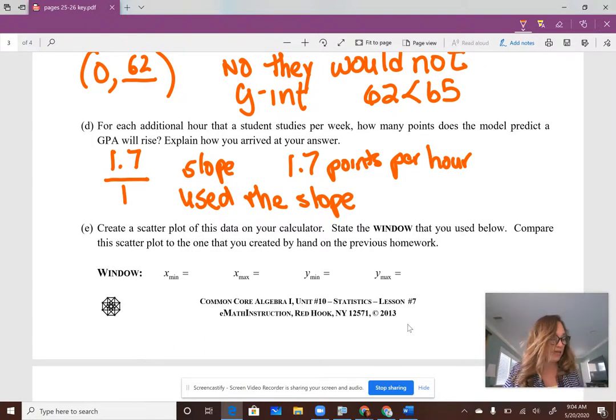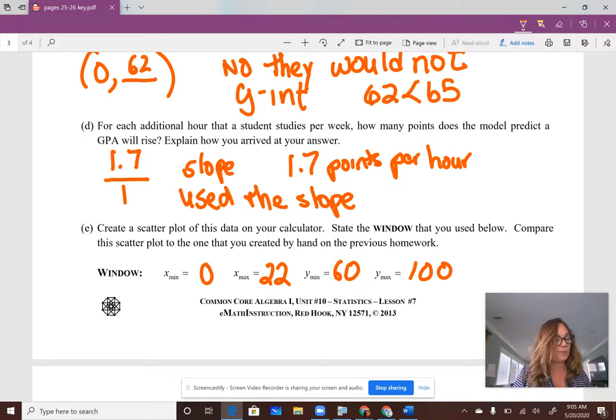Okay, create a scatter plot. All right, so now I'm going to use my data table to decide on my mins. Okay, so my lowest is 2, so I'm going to go with 0. My highest is 20, so I'm going to go a little bit above that at 22. My y minimum, my lowest was that y-intercept of 62, so I'm going to go to 60. And my highest was 96, so I'm going to go to 100 just to make it easier to count.